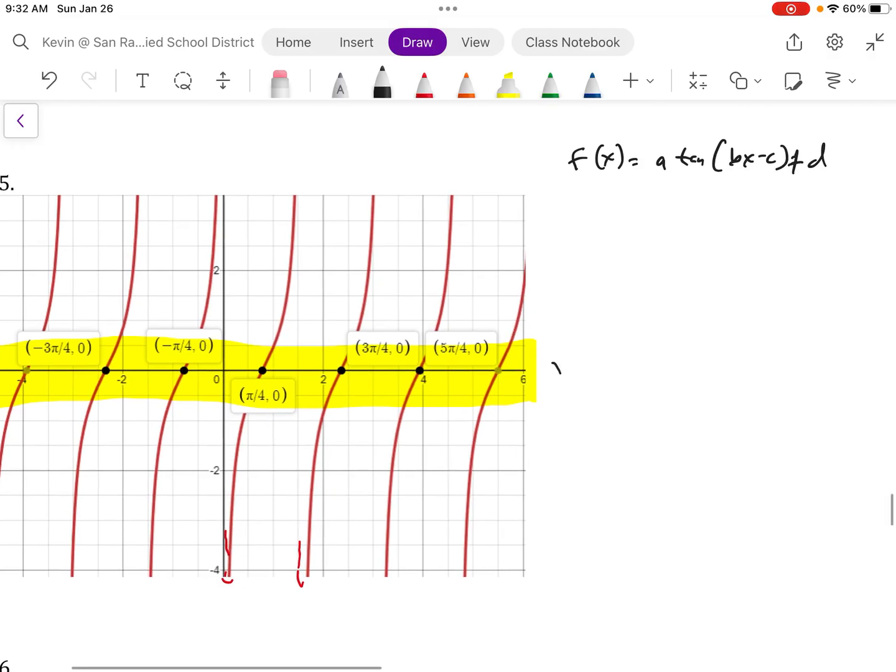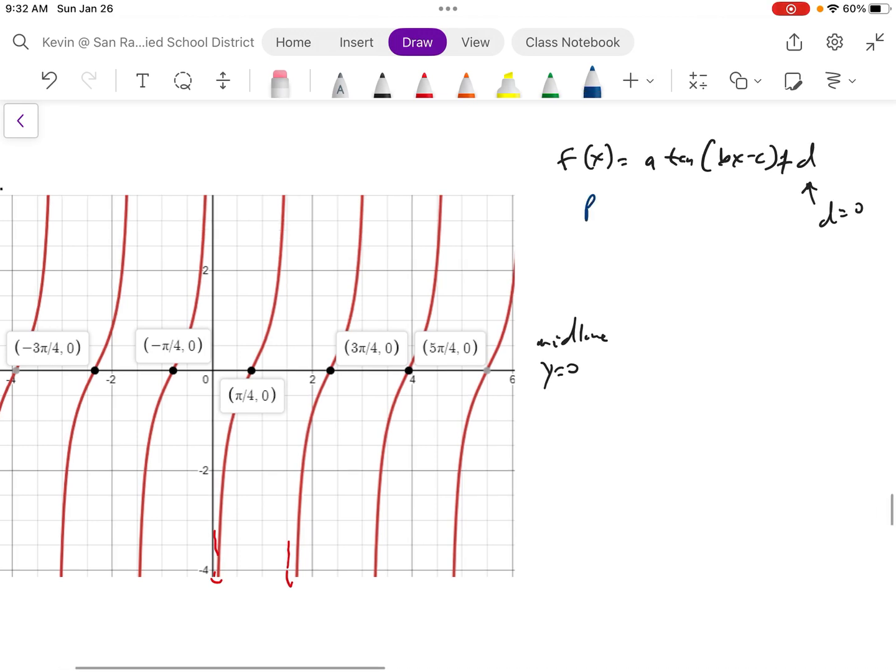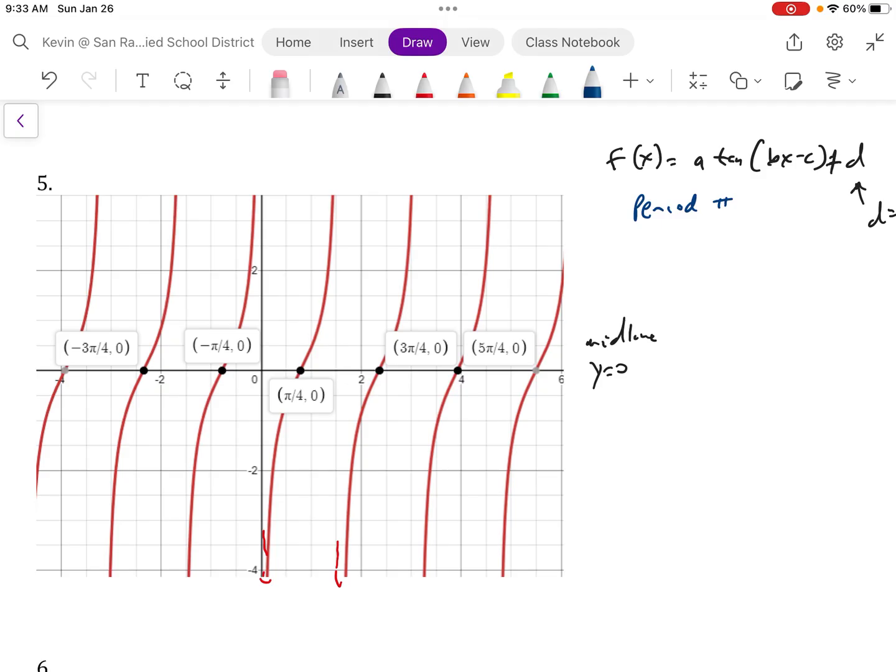So we need to start finding our things. The easiest one to find is the midline. The midline clearly is the y-axis, so y equals 0 is our midline, and that means that d equals 0, so we're not going to have a d in there. We don't have to worry about d. The next easiest one probably to find would be the period. And remember, the period for tangent and cotangent is pi.